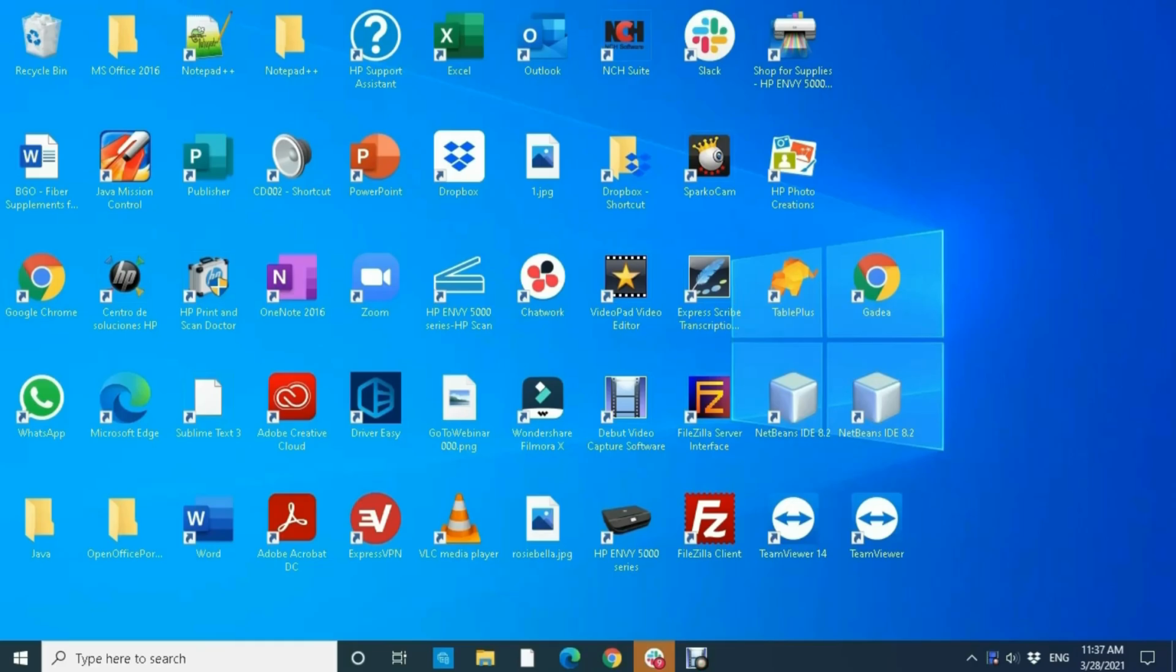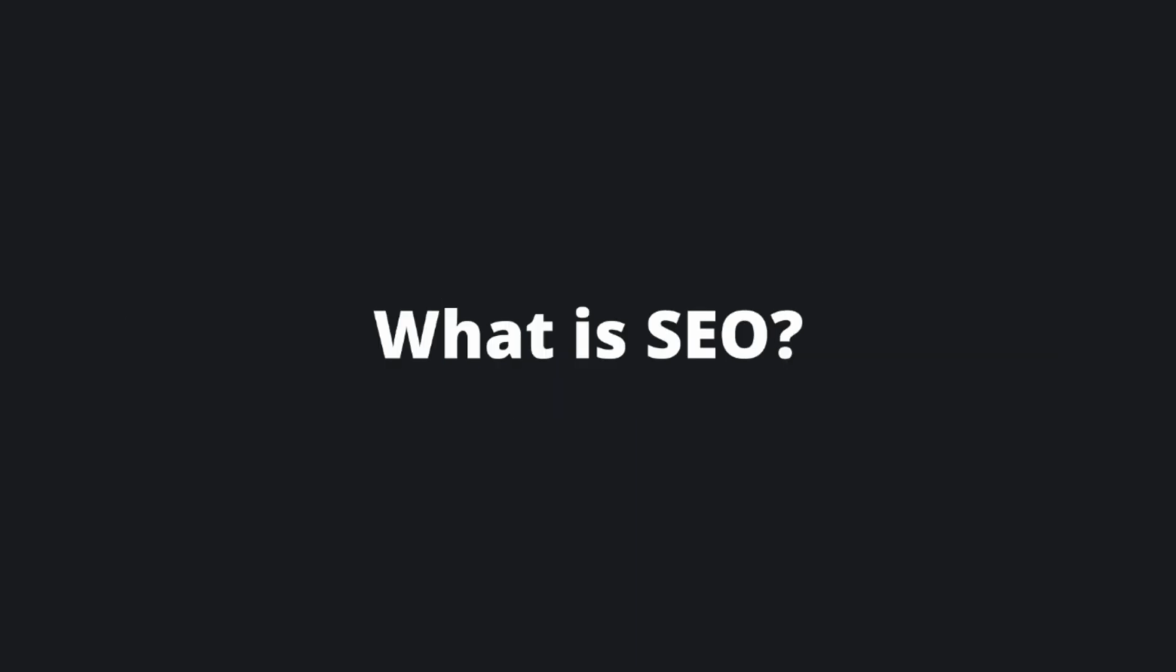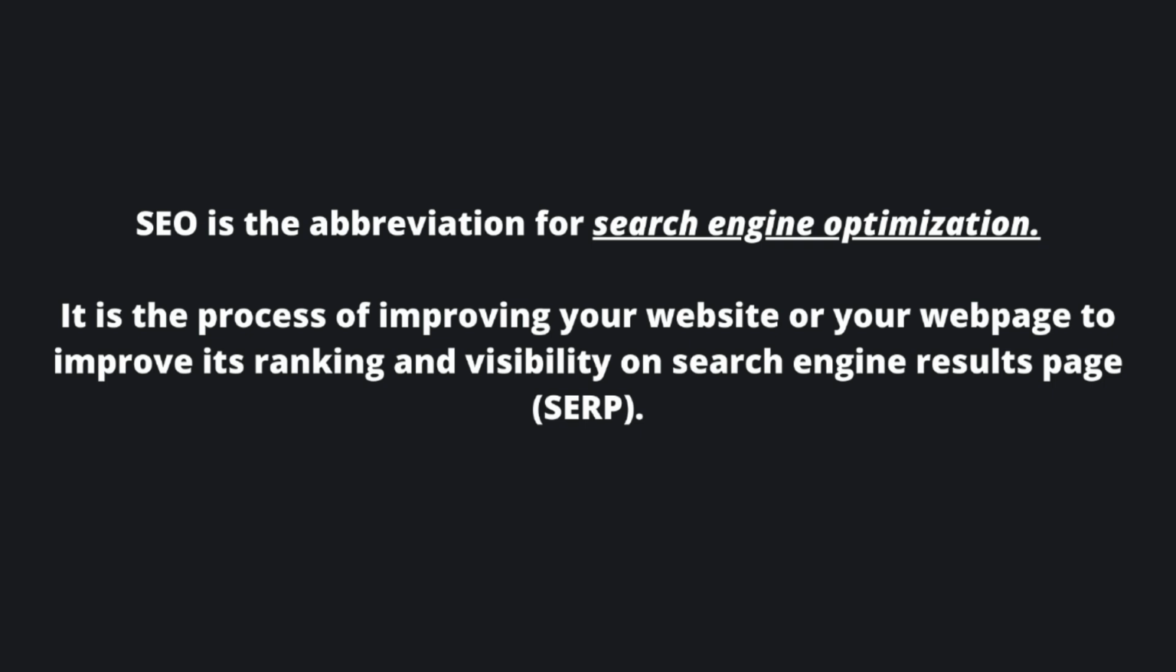So for today's lesson, we are going to talk about search engine optimization, or better known as SEO. What is SEO? SEO is the abbreviation or short term for search engine optimization. It is the process of improving your website or your web page to improve its ranking and visibility on search engine results page, or what we call SERPs.